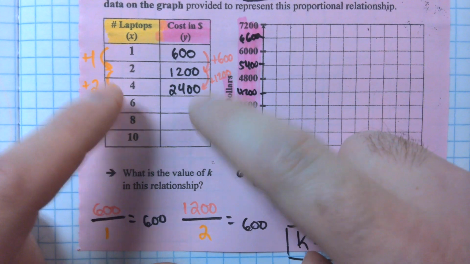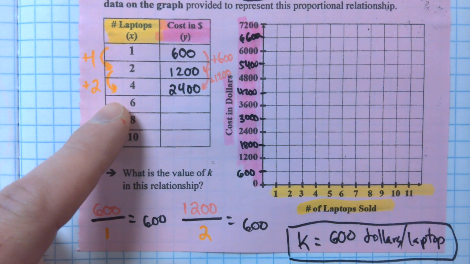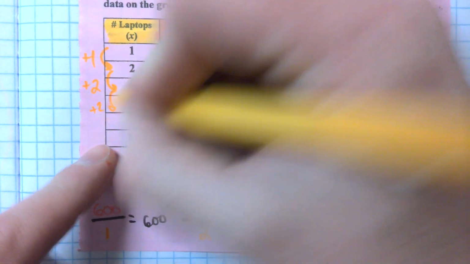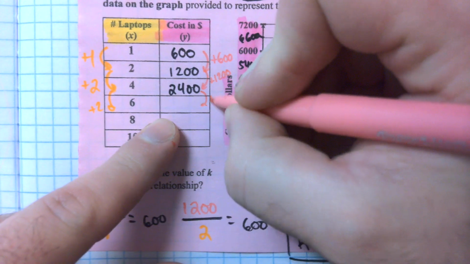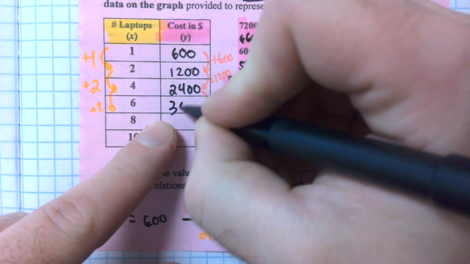How much is 6 laptops going to cost? 4,800. Well, I'm not doubling it. If I'm adding 2, then I need to add 1,200. What's 2,400 plus 1,200? 3,600.